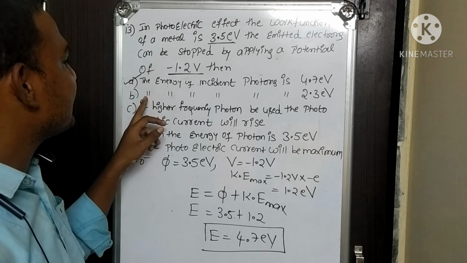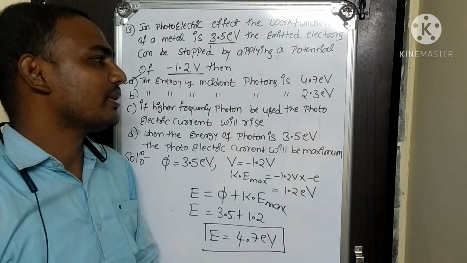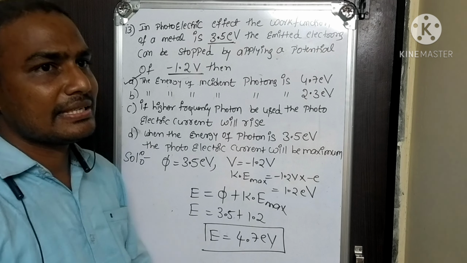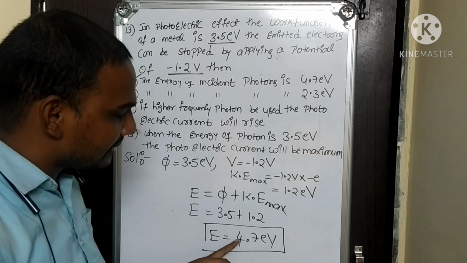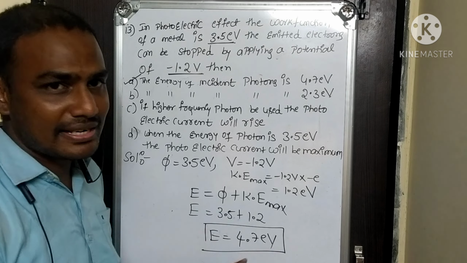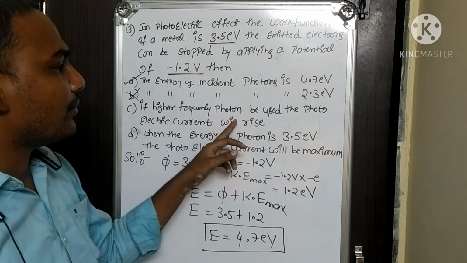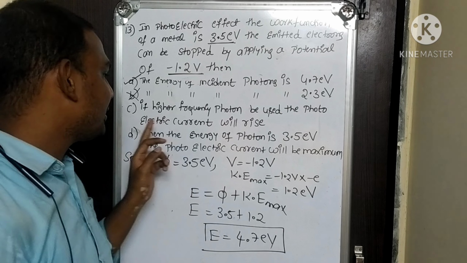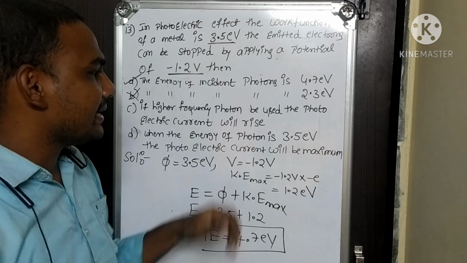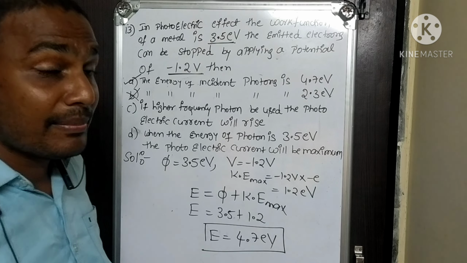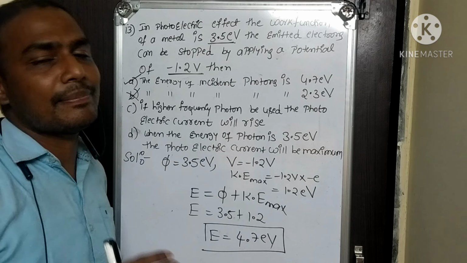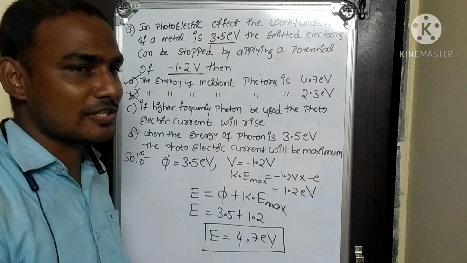Here the second option is energy of incident photons is 2.3 electron volts. Actually it is not possible. It clearly indicates that 4.7 electron volts is our answer. Next, if a higher frequency of photon is used, the photoelectric current will rise. Actually it is not possible because photoelectric current always depends on intensity of incident radiation.